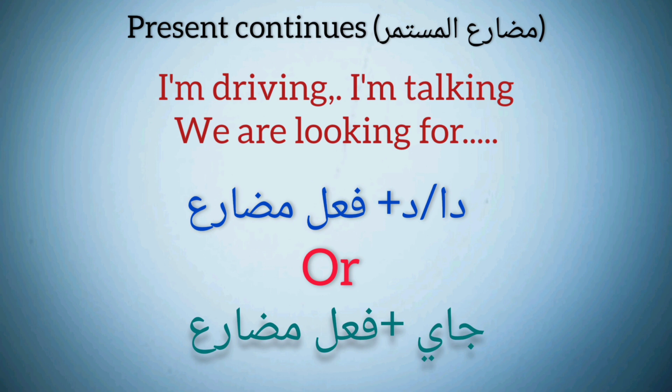In Arabic, in order to make this tense, all we have to do is add in the beginning of the verb da or da, okay? Plus فعل مضارع, present tense, da plus present tense. Or the second way you can make this tense, جاي, you add جاي plus فعل مضارع, present verb, okay? And these are some examples to master this tense.